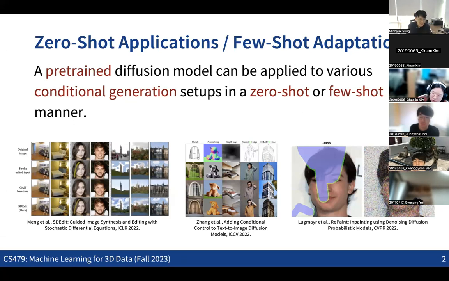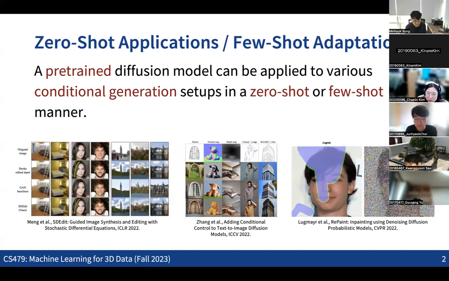For some kind of editing applications, what is interesting is that pre-trained diffusion models, which are trained in an unconditioned way, can basically be applied directly to these conditional cases, even without fine-tuning the neural network, or fine-tuning with only very few samples. So those are the zero-shot and few-shot adaptation cases.